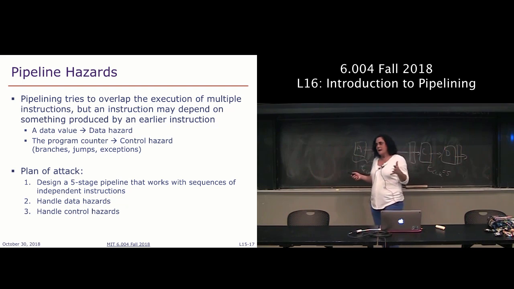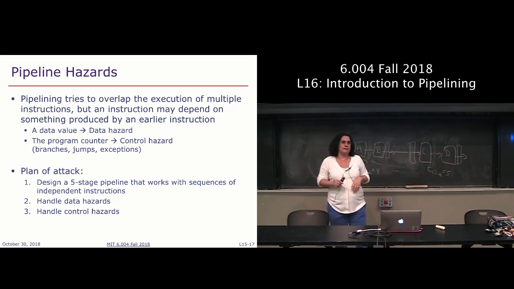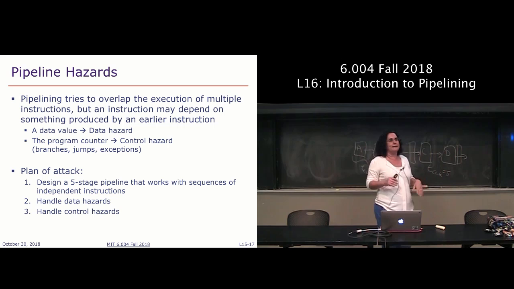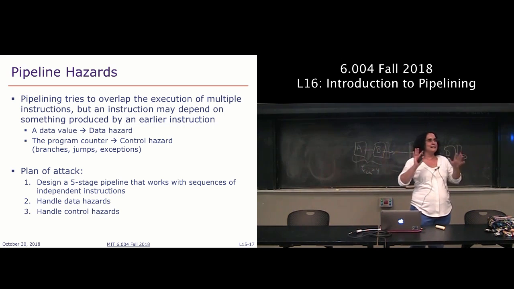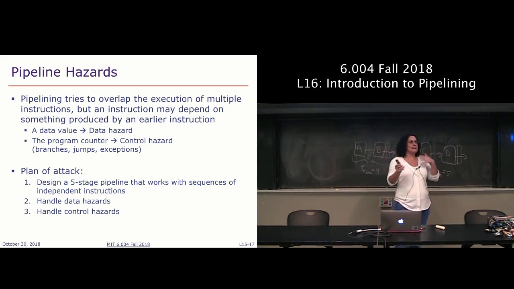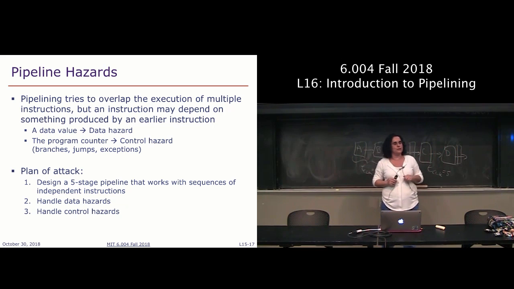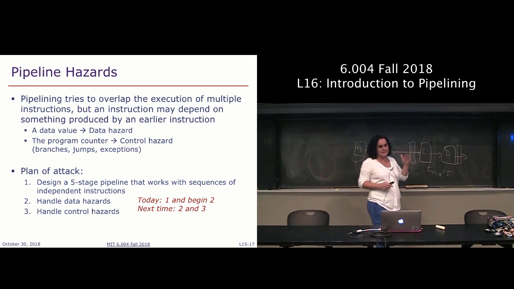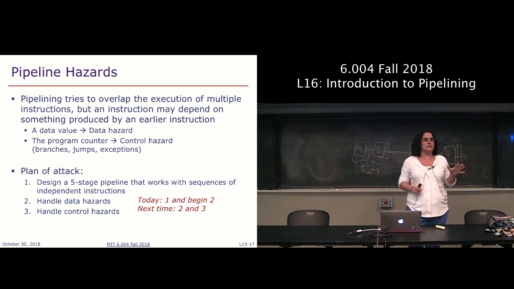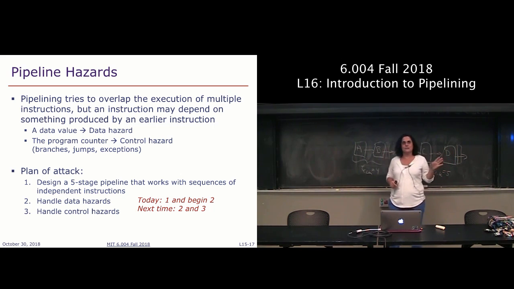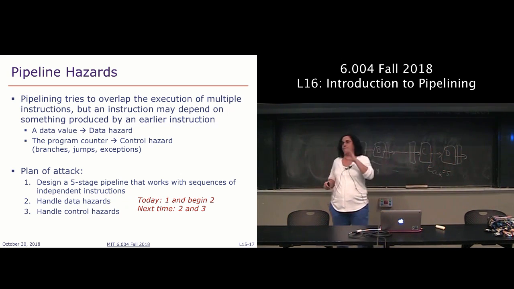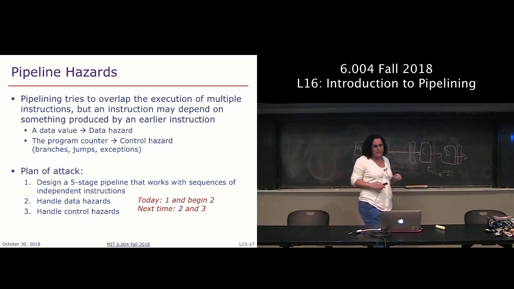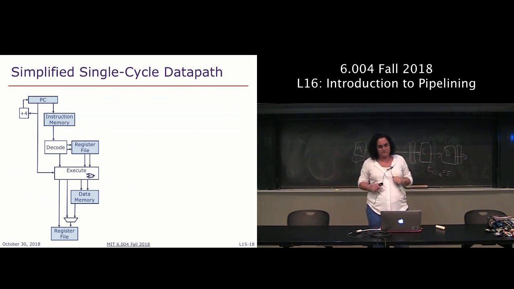So the way that we're going to do this is we're going to first figure out how to pipeline a simple processor that doesn't have any of these hazards and doesn't have any dependencies between the instructions. And then we're going to figure out how to augment that in order to handle data hazards, and finally how to handle control hazards. So today we're just beginning the very simple part of it, which is how do we handle the situation where we don't have any hazards, as well as a very simple handling of some data hazards. And then next lecture we'll cover the rest of that.